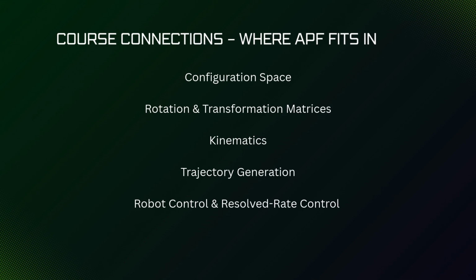The artificial potential field algorithm draws upon several foundational robotics concepts we covered during the course. First, the notion of configuration space is crucial because APF operates in configuration space to compute motion. Rigid body transformation and rotation matrices underpin how the robot's orientation and reference frames are handled mathematically.